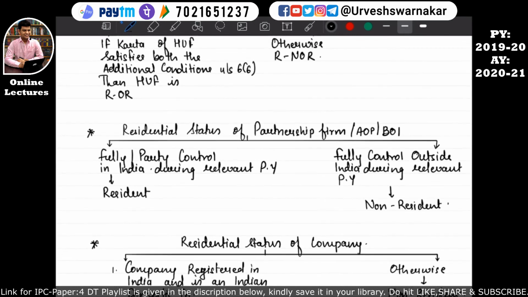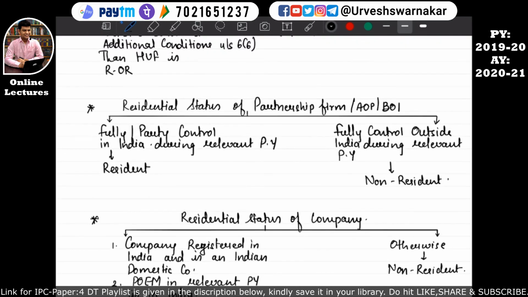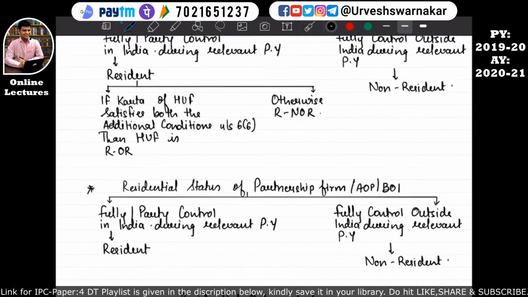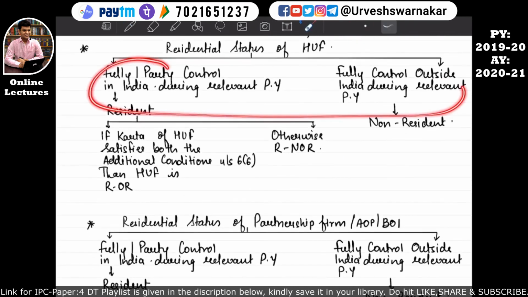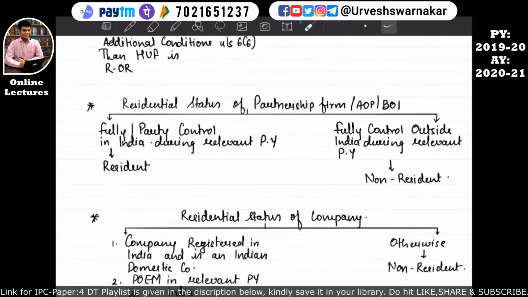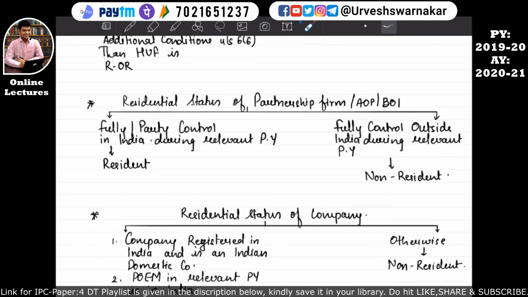Okay, residential status of a partnership firm, AOP, BOI is quite simple, only this much we have studied. See, if fully or partly controlled in India during the relevant previous year, then it is resident. If fully controlled outside India during the relevant previous year, then it will be non-resident.